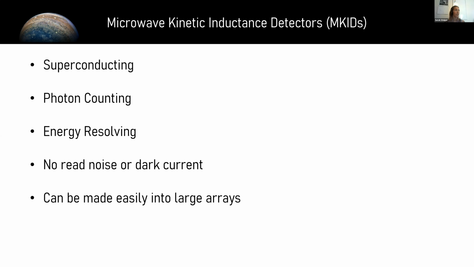This is kind of the cheat sheet for microwave kinetic inductance detectors that highlights all of the main properties. So these are superconducting detectors, which are photon counting, energy resolving, and they have no read noise or dark current, and can easily be made into large arrays. Some of these properties, just looking at them, it's quite obvious why they're useful as astronomical detectors, but I'm going to highlight more of them and explain exactly how we use them in our instrument.